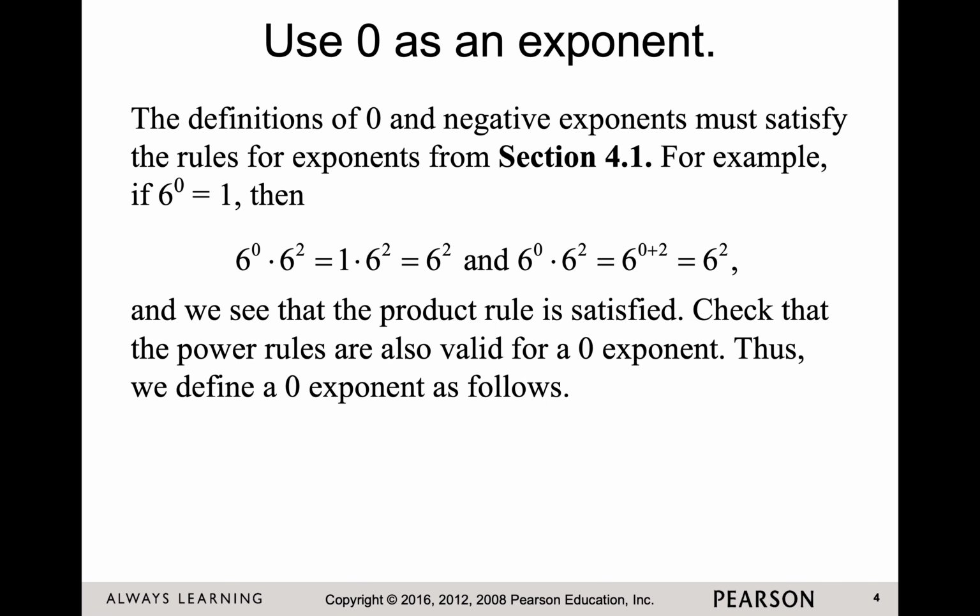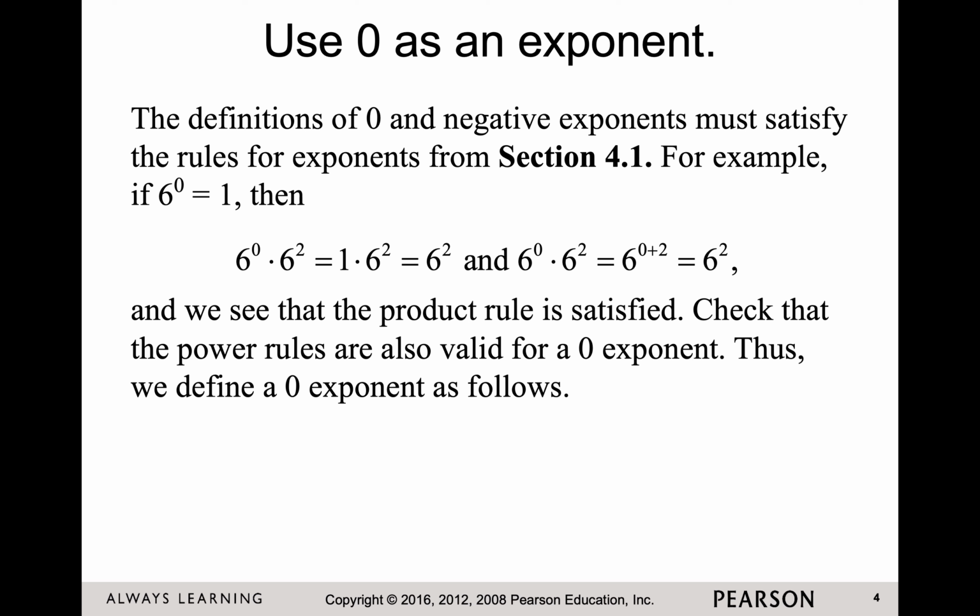So the rule for 0 as an exponent is counterintuitive. It's not something that we logically come to. If I raise something to the 0 power, the answer is 1. It could be anything to the 0 power. I could raise pi to the 0 power and it would be 1.